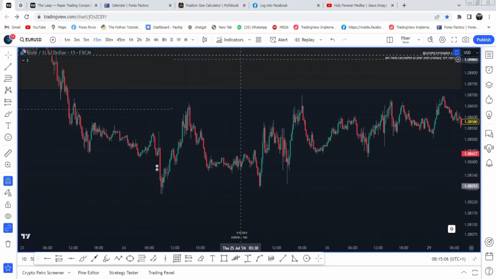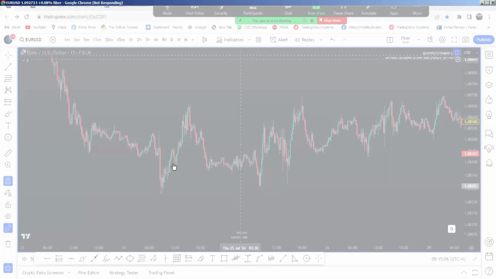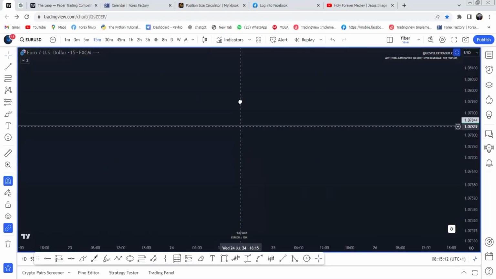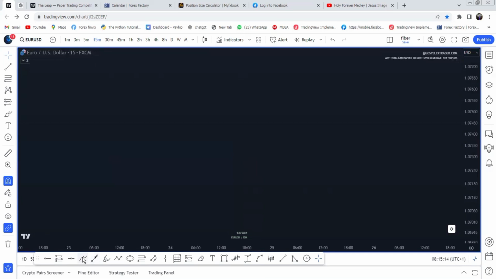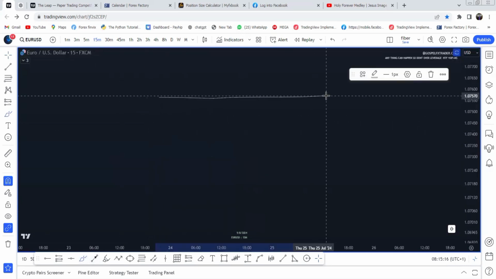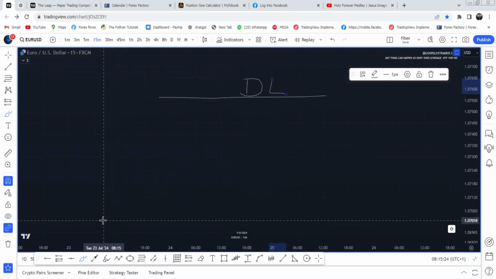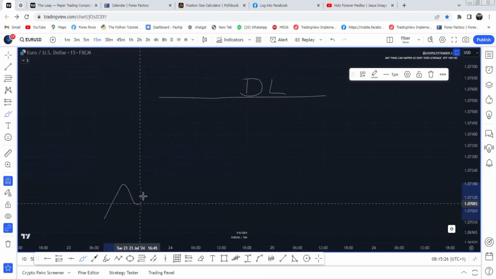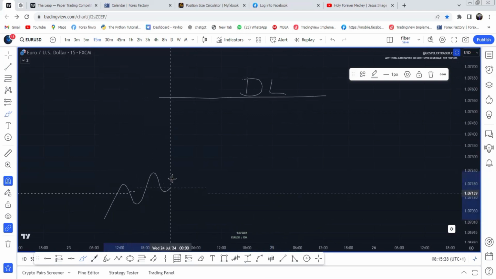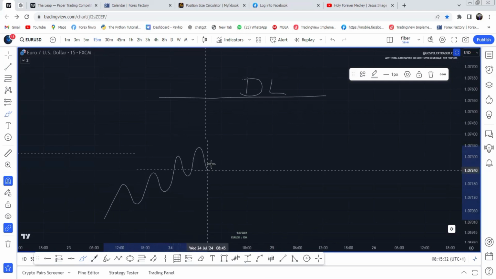Let me do another textbook setup again. All right, let's study another textbook setup. So we have a weekly draw on liquidity at this point. Now, this is the 15-minute pushing higher. It is pushing higher into our draw on liquidity, right? From internal to external, internal to external. That's how the market moves.